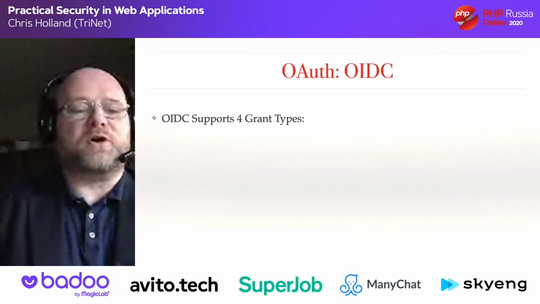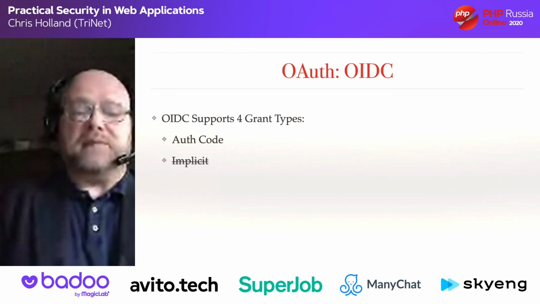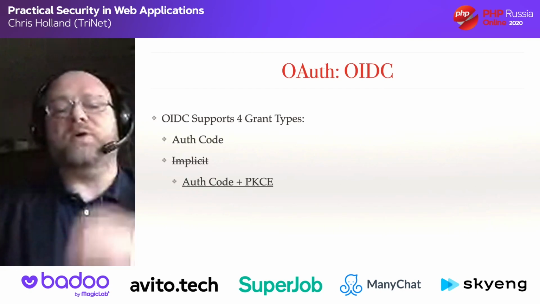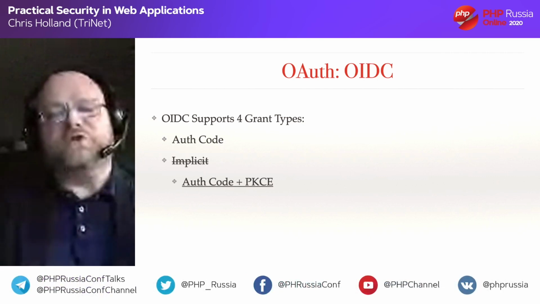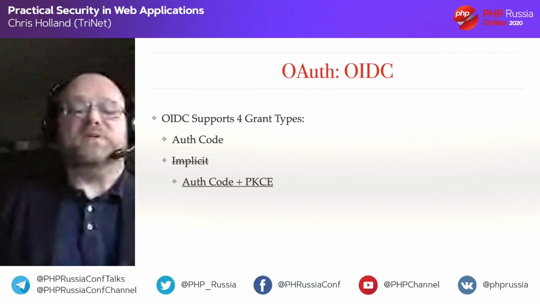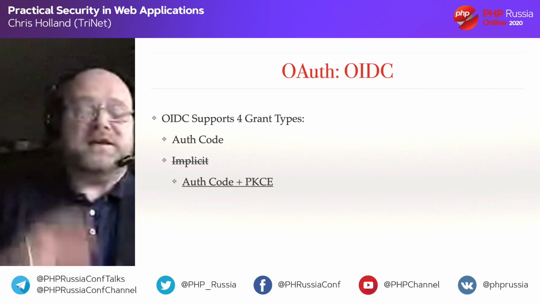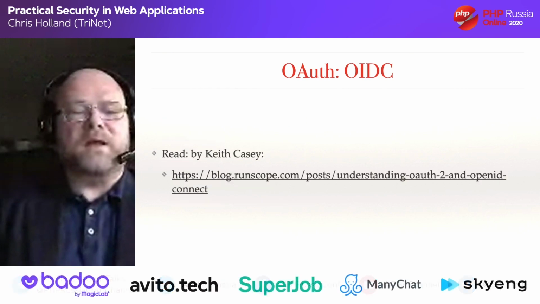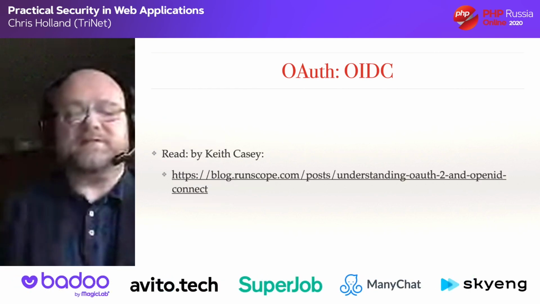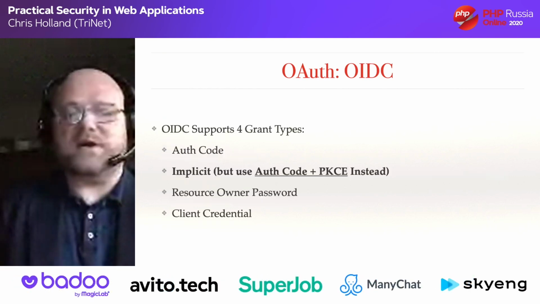So OIDC supports 4 grant types. Implicit used to be one, but it's being phased out, and now people want to use a different flavor, which uses auth code plus PKCE. I have a link to it, you can read about it later on. I have an article here about these topics by Keith Casey. It's a great article.